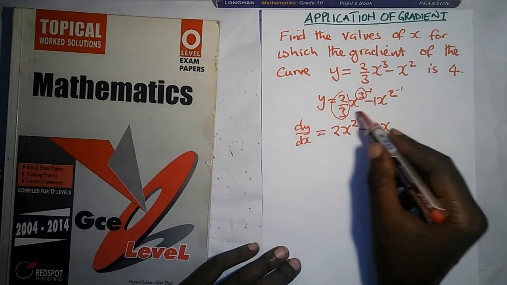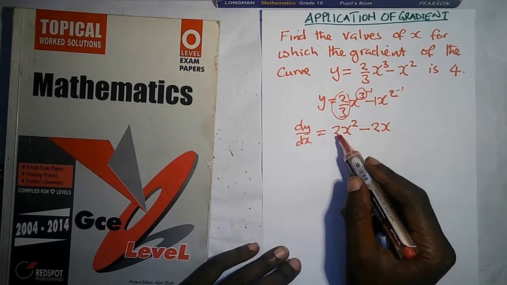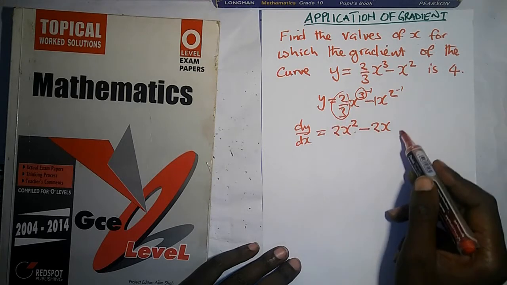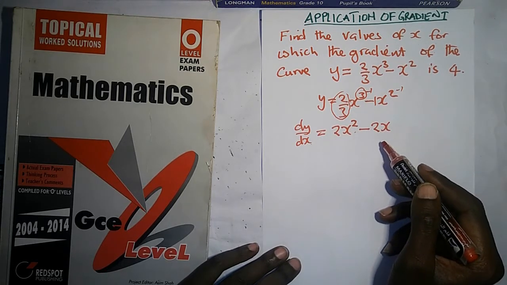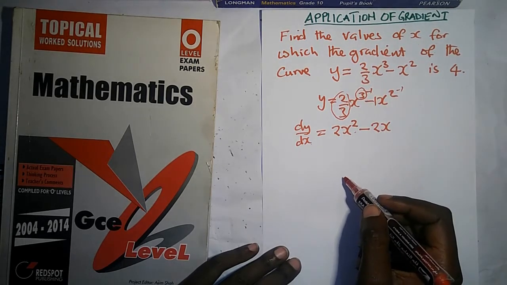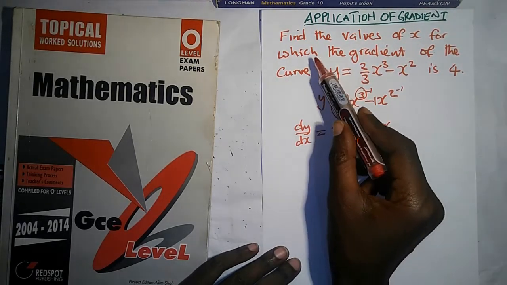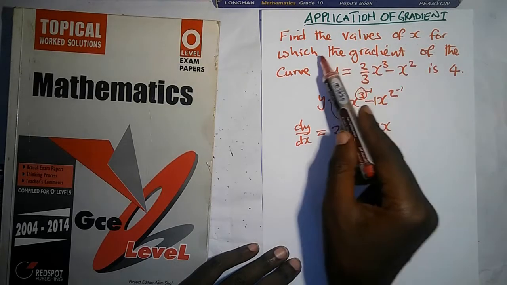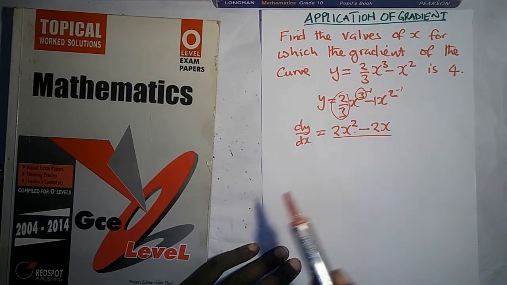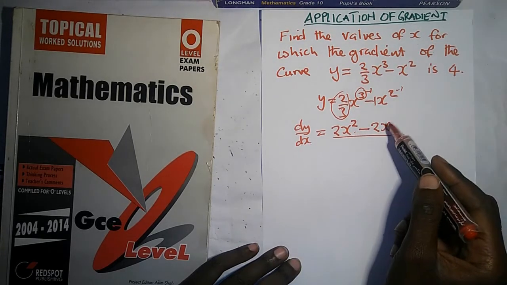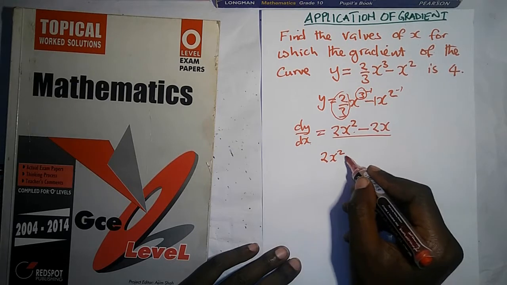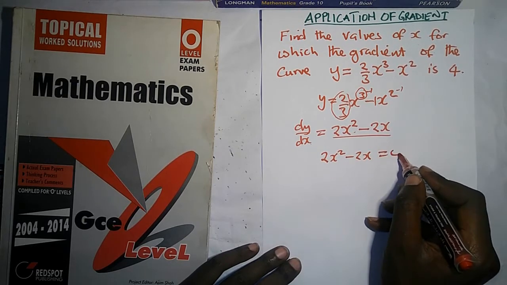So after differentiating this function that we are given, we are going to end up with 2x squared minus 2x. Now this expression that we've got here is known as an expression for the gradient of the curve. Since the question says that we should find the values of x for which the gradient of the curve is 4, and this is the expression for the gradient, we are going to equate it to 4. So we end up with 2x squared minus 2x is equal to 4.